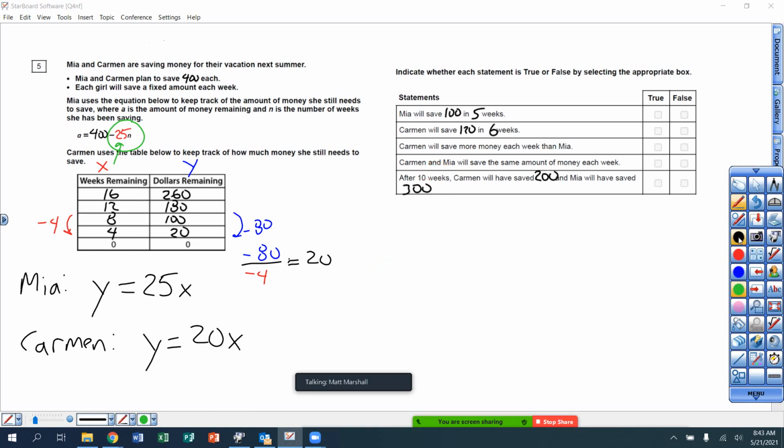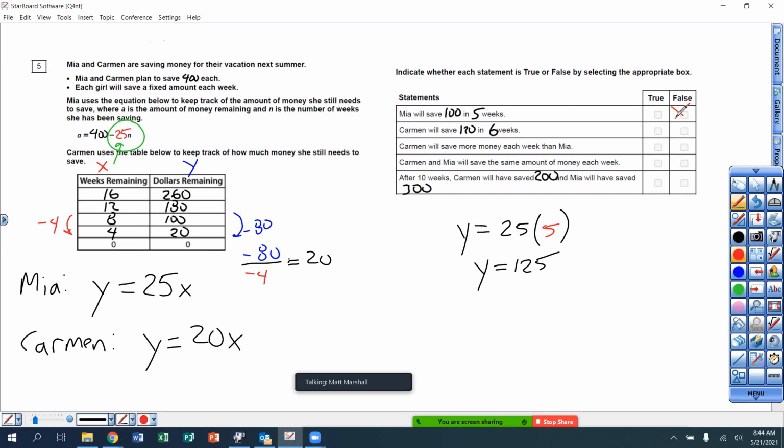Let's do it. So Mia, 100. Taking that 25, where that X is, plug in 5. Please don't mess up on this if you have a calculator. That's 125. She saved $125 in 5 weeks. That says a hundy. That's off.